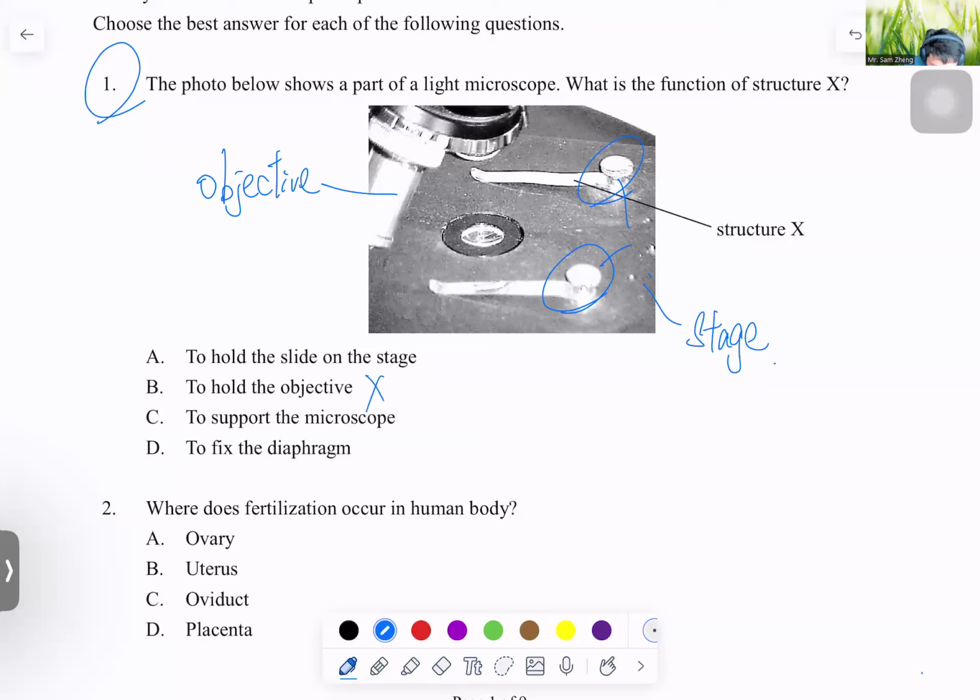And for the support of the microscope, in this case, it would be the base of the microscope. However, structure X is definitely not the base of the microscope. Next, it is also not the one that fixes the diaphragm, and you can see that there is no diaphragm behind or under structure X. So therefore, it is also not the part for us to fix the diaphragm. So in this case, the only answer is that it holds the slide on the stage. Therefore, the answer should be A.